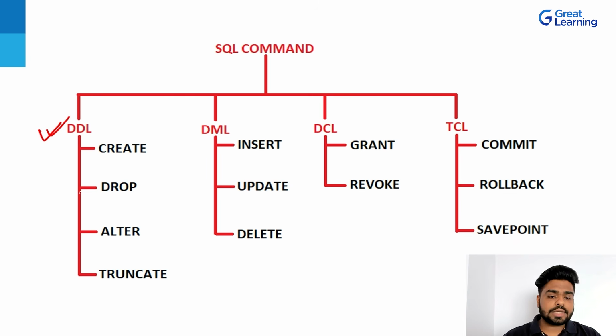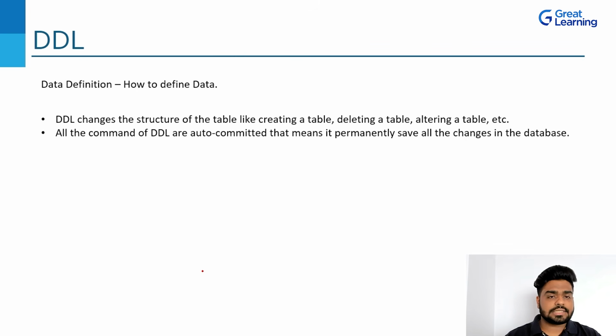Now you will see here that drop, delete and truncate are three commands which look similar, right? Drop, delete and truncate, all of them are nothing but deleting. But what is it deleting? That is what we have to see. So let's start with DDL and let's understand what is data definition. So how do we define data?